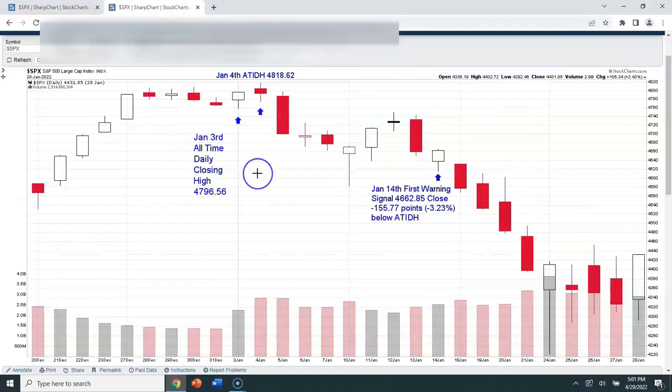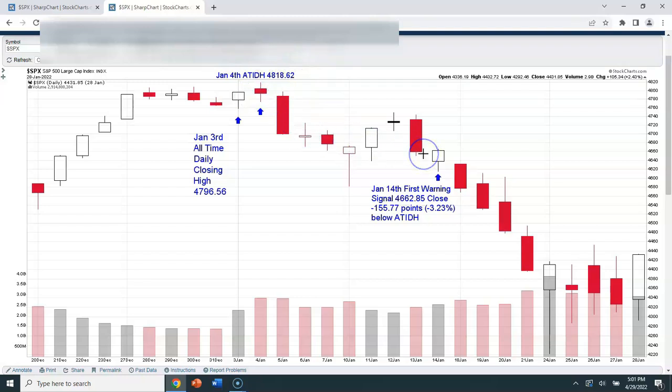I want to show you something. I want to show you what simple market signals could have done for you so far this year. So let's start on January 3rd. That is the all-time daily closing high on the S&P 500 so far, January 3rd of this year, 47.9656. The very next day on January 4th, we hit the all-time intraday high. I just abbreviated that, ATIDH, 48.1862 on the S&P 500.